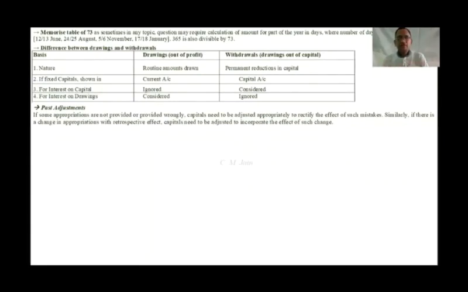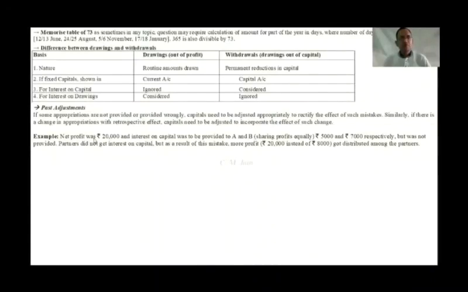To rectify the effects of these mistakes, a journal entry is done adjusting the capitals for this purpose. Similarly, if there is a change in appropriations with retrospective effect, meaning past effect. Suppose partners decide today that they will change the rate of interest on capitals, but with effect from 1 year back or 2 years back. That is called retrospective effect. Even then, the capitals need to be adjusted to incorporate the effect of such a change.